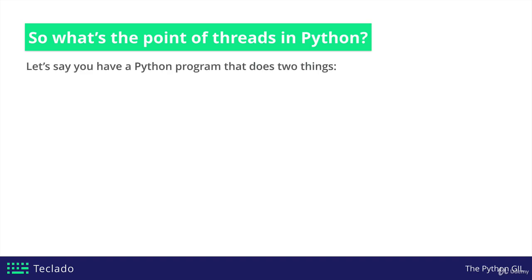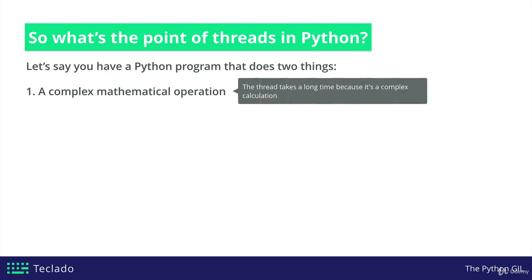Well, let's say you have a Python program that does two things. One of the things it does is a complex mathematical operation, something that takes a long time. Your computer has to do a lot of things in the CPU, in your processor, in order to arrive at a solution. And it also does an entirely separate thing: it collaborates with the user.